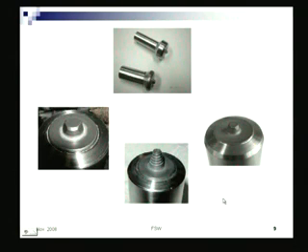So, these are some of the types of tools, as you can see. These nibs have all kinds of different configurations. So, this is the shoulder. This part is referred to as the shoulder of the tool, and this is the nib which plunges inside.